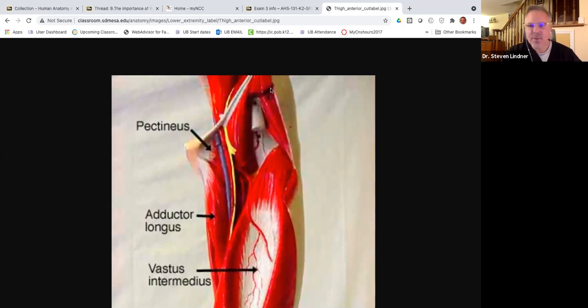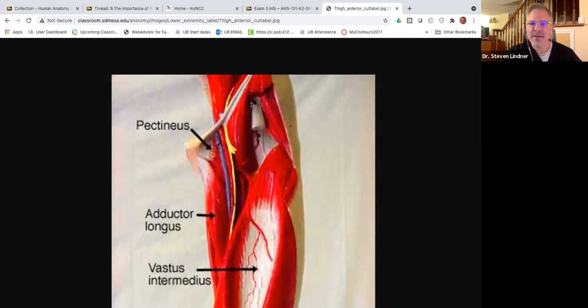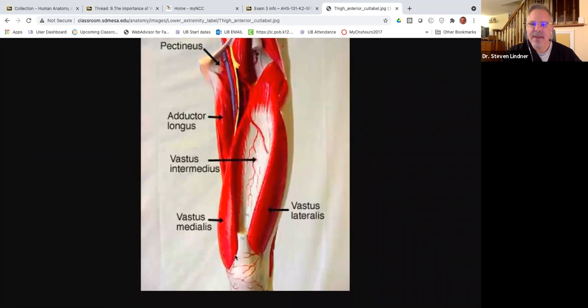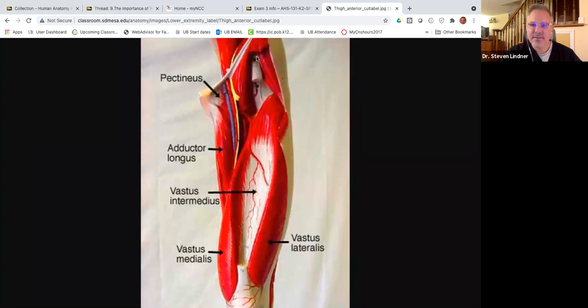This one would be the TFL, the tensa fasciae lata, which would come down and attach to the iliotibial band. This one here is the rectus femoris. That quadricep is cut, and here's the other end, right here. So from here to here, that would be the rectus femoris.